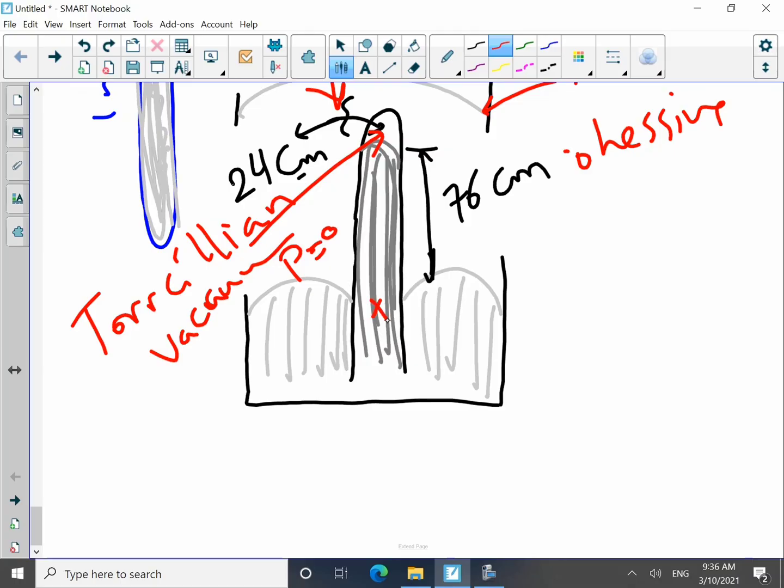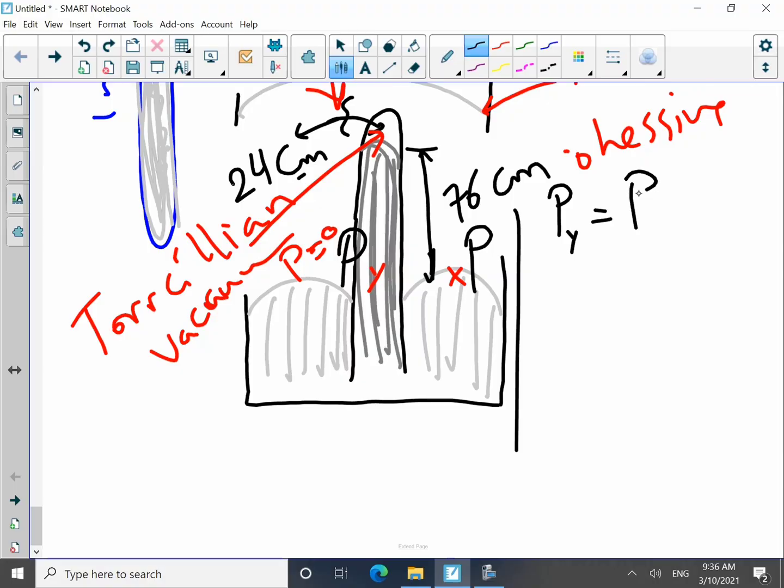Look at the point X and the point Y. These 2 points, X outside the container and the point Y inside the container. The pressure at Y will be the pressure at X. Py will be equal to Px because they exist at the same horizontal plane. So the pressure inside the container will be rho GH.